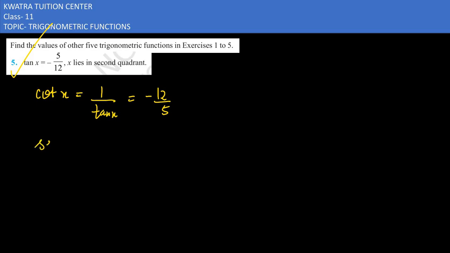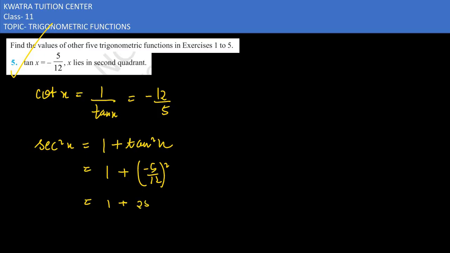Now you can easily find out the value for secant. How will you find out secant? With the help of the secant square x identity, which is equivalent to 1 plus tan square x. So I would have 1 here. Tan x is there, which is minus 5 by 12 whole square. So you would have 1 plus 25 and 12 square is 144. Now how will you take the LCM? 144 would be there. 1 you multiply with 144 and the other term is 25. So you would have 169 over 144.